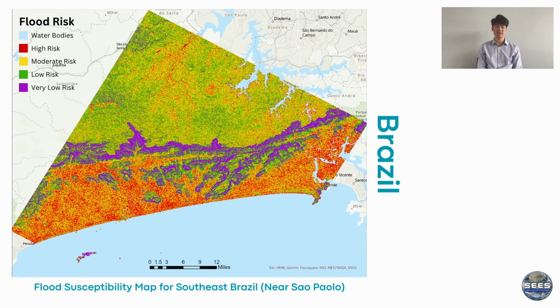This is a flood risk assessment map of some towns near Sao Paulo on the coastal side. We determined that there are some areas with higher elevations, which are mountain ranges, as well as lower elevation areas. We saw that the coastal side was very susceptible to flooding and had a high risk, and as we moved inland and past the mountain range, there was moderate to low risk.